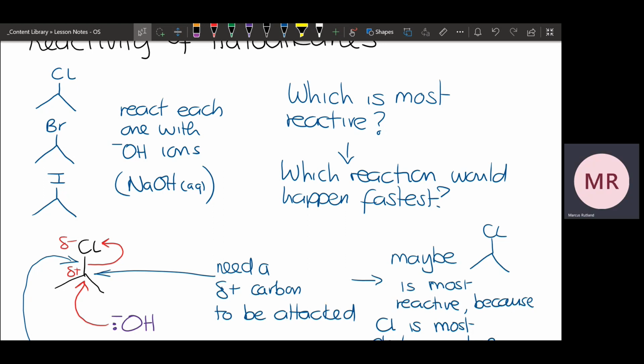Okay, and the thing you should have remembered is bond length. The smaller the atom, the closer the atoms can get, so shorter bonds, and so stronger bonds. So this one has the shortest bond. Actually, I won't write it in here.